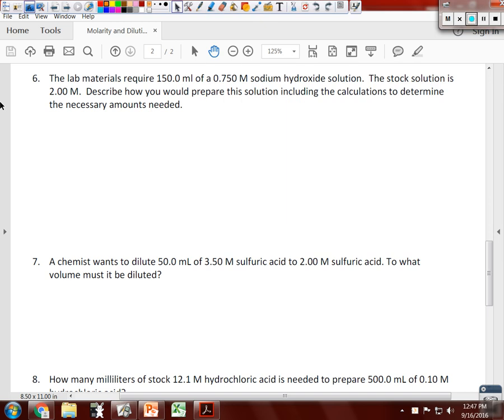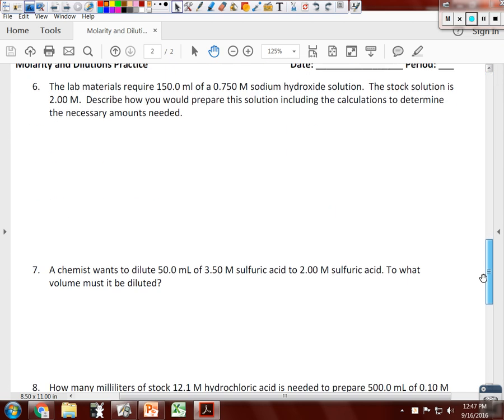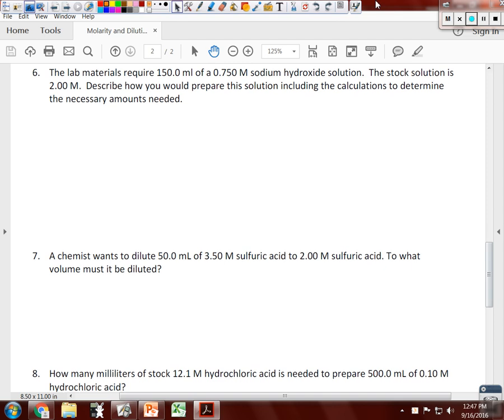So looking at number 6, and again, this is the back of this sheet, the Honors Chemistry Molarity Dilution Practice. Number 6 says the lab materials require 150 milliliters of 0.75 molar sodium hydroxide solution. Let me ask you something. Sodium hydroxide, there's something special about that. What did you learn about sodium hydroxide? It's a strong base. The stock solution is 2 molar.